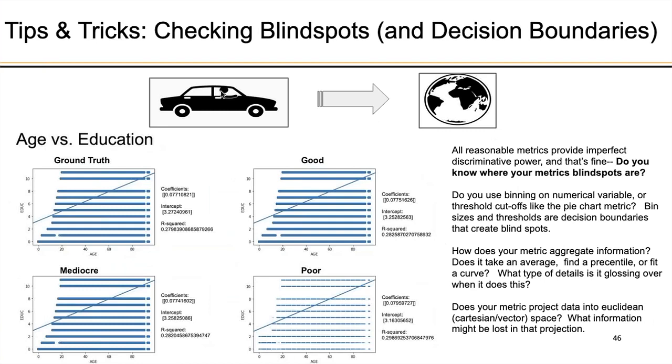Okay, checking blind spots. Like I've said a couple times before, and I'll say one more time, all reasonable metrics provide imperfect discriminative power, and that's fine. But we want to be able to say where the blind spots are. Anytime we use binning or threshold cutoffs, like in the pie chart metric, those are decision boundaries that create blind spots. We're not seeing what's going on with things inside the bin or things below our threshold. When we're taking a big average or finding a percentile or fitting a curve, we're glossing over some amount of information. Here is a regression on age versus education. This comes from the demographics data set we gave you.